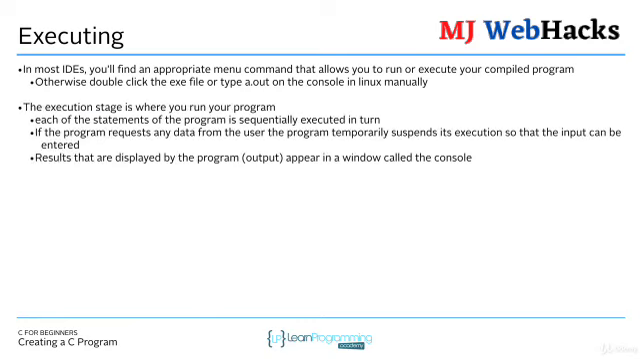So the execution stage is where you run your program. Each of the statements of the program is sequentially executed in turn. If the program requests any data from the user, the program will pause and get that input. It can get the input via the keyboard, or via a graphical user interface if you have libraries for that in your C code. Results that are displayed by the program appear in a window called the console. We're going to show you examples of this when we talk about Code::Blocks. But when you run your program, typically you're going to see output. Not always. Sometimes programs will do things that don't produce output, but usually they produce output and you see it right on the terminal or the console.